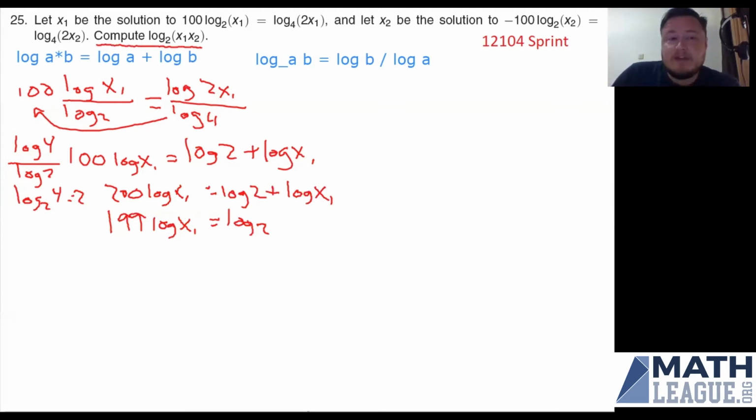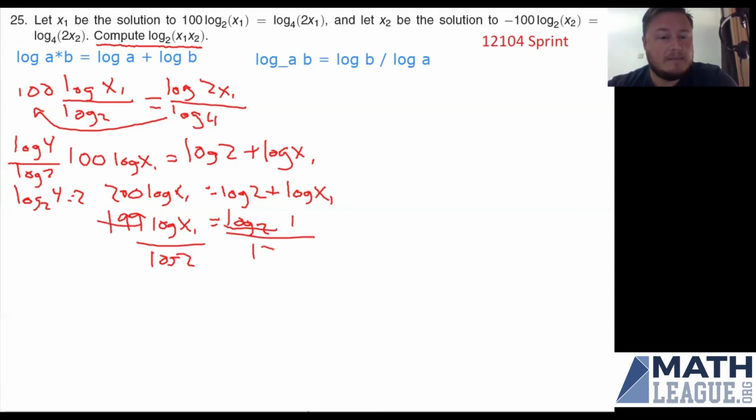Now that's the same thing as log base 2 of x1 plus log base 2 of x2. So what I need to do at this point is to figure out what is the log base 2 of x1. I can get this from the information that we have here. Right, if I divide both sides by log of 2 and I divide both sides by 199, I see that the log base 2 of x1 is 1 over 199.